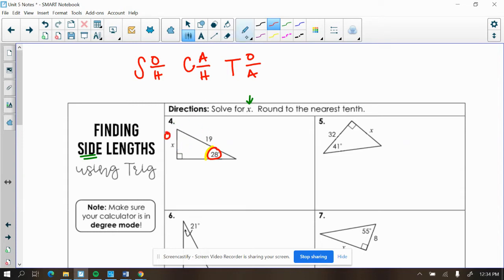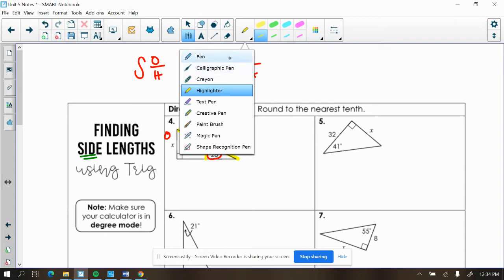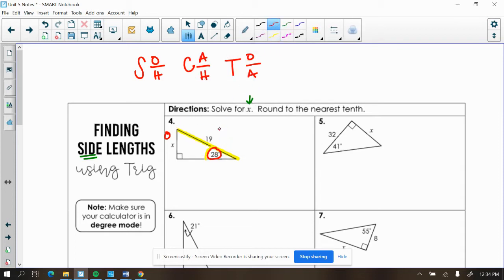And then always remember I was telling you guys to highlight what your hypotenuse was. So we should have done that first. I'll do that first for the next one. So we also have our hypotenuse length. So I'm going to say, okay, look, I have my opposite side and my hypotenuse. So which one of these am I going to use? Well, sine is opposite over hypotenuse. So I'm going to set it up. Sine of 28 equals my opposite, which is x, over my hypotenuse, which is 19.